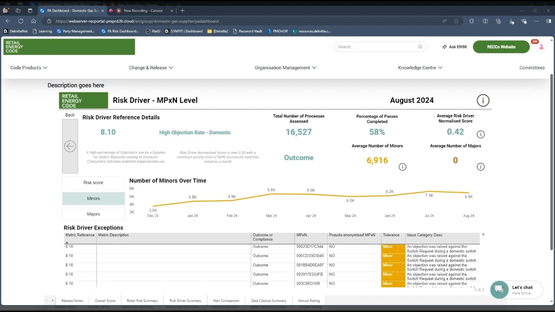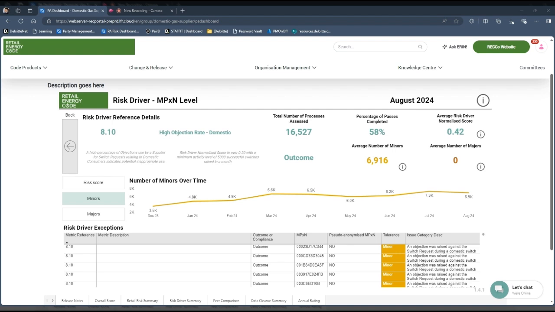The table at the bottom, which shows you the specific exceptions, has a number of columns. So we can see a description of this particular risk driver. We can see the tolerance of the particular row. In this case, they're all going to be minors. And we can also see the actual MPXN value and the pseudo-anonymized column.